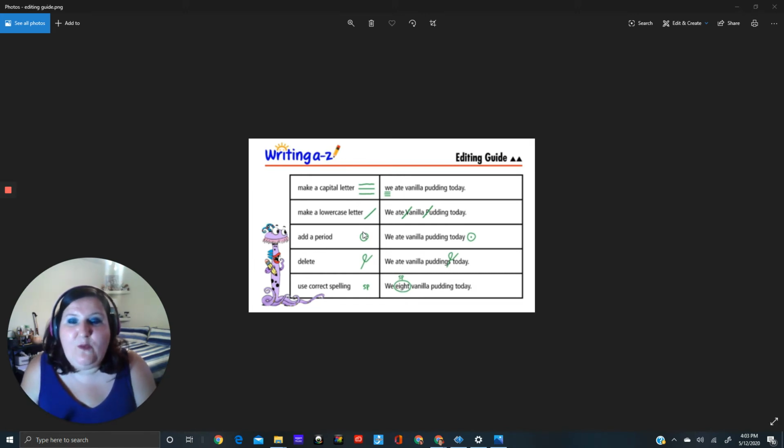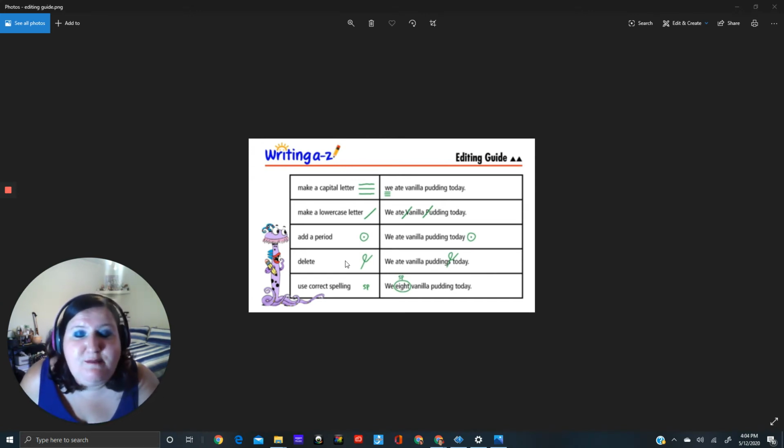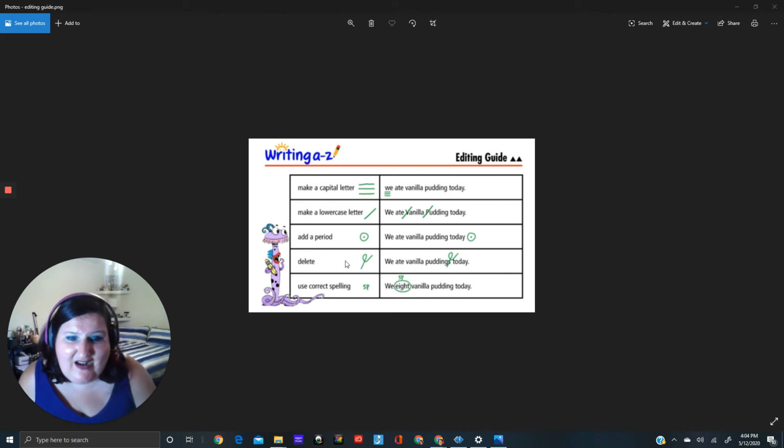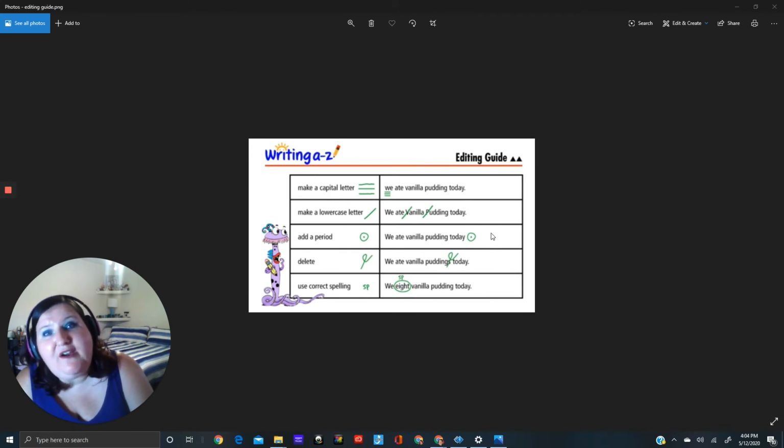In the next example, we have a period with a circle around it. You'll see this if you have forgotten your punctuation. So your teacher might put a period with a circle, a question mark with a circle, or even an exclamation mark with a circle. It means you need to go back and add that in there. So again, with our sentence, we ate vanilla pudding today. Forgot your punctuation. So period with a circle around it, and you go back and add a period.